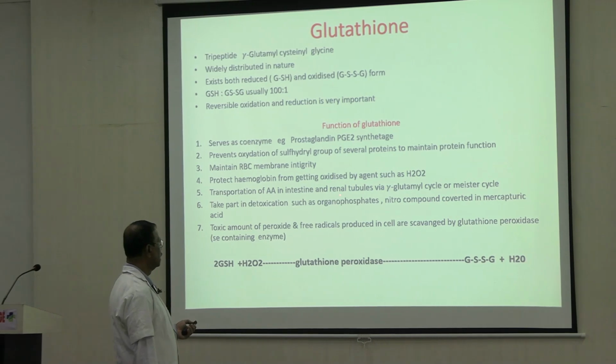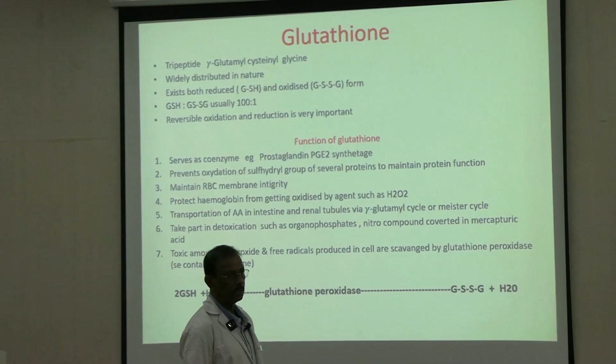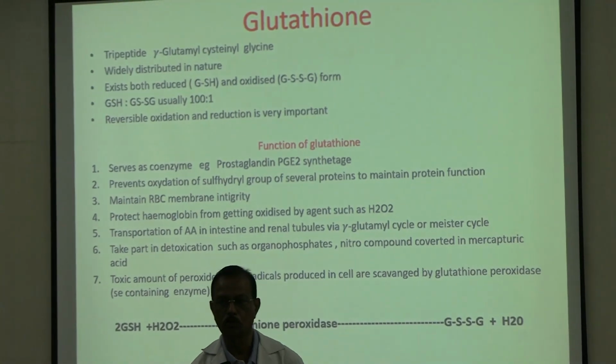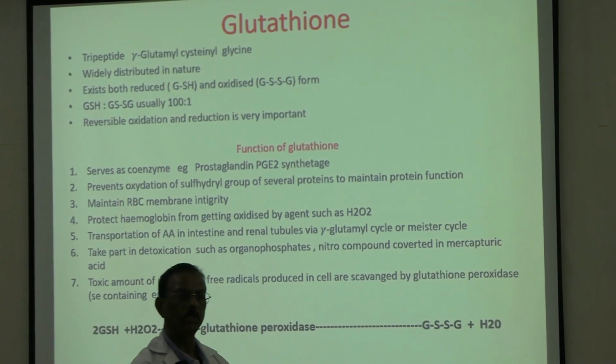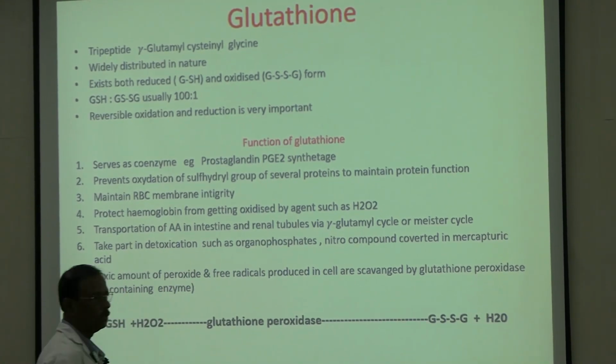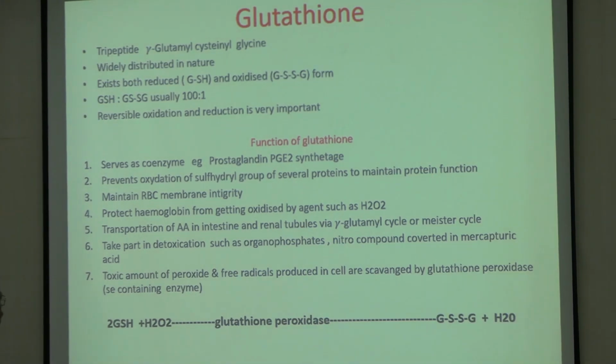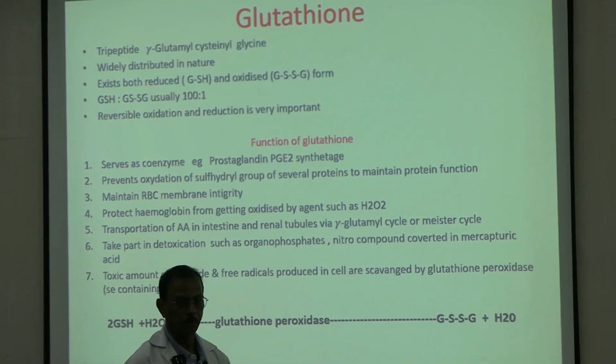It is involved in transportation of amino acids in intestine and renal tubule via the gamma-glutamyl cycle or Meister cycle, that you will know when transportation of amino acids through renal tubule is taught. So, it is glutathione which transports amino acids through the cell membrane in intestine and renal tubule. It takes part in detoxification, such as of organophosphates and nitro compounds, which are converted into mercapturic acid.